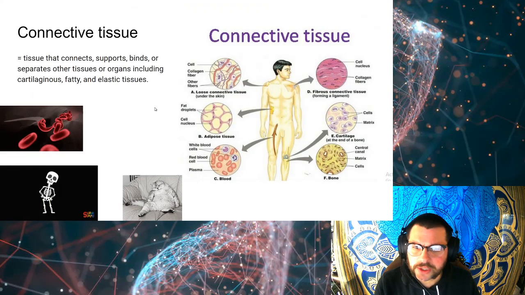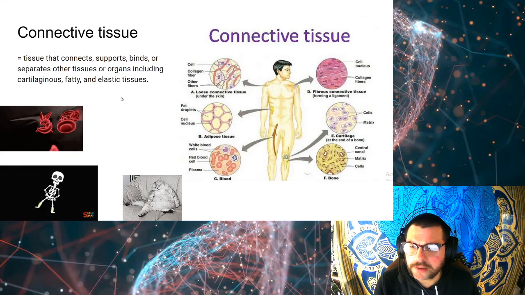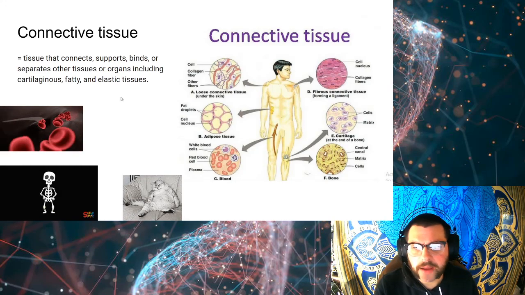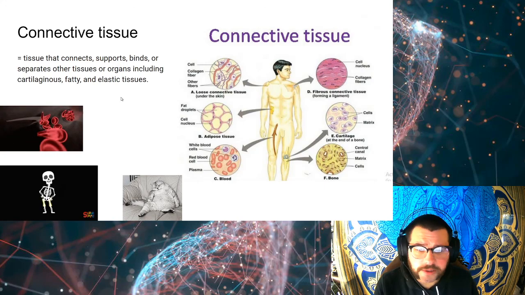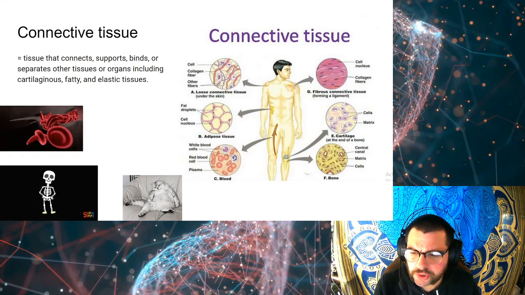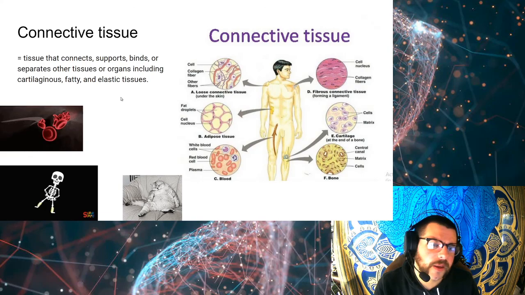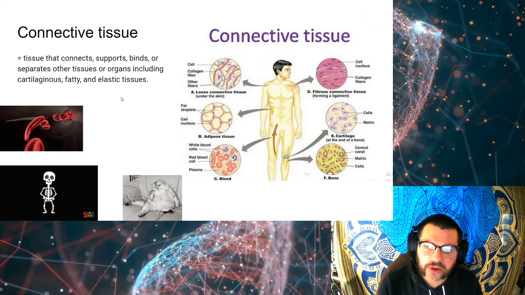So connective tissue supports, binds, and separates other organs, and it also includes cartilage, fat, and elastic tissues. Okay. Also, our blood is considered a connective tissue. Everything's connected by these things. Not going to go too crazy about this.